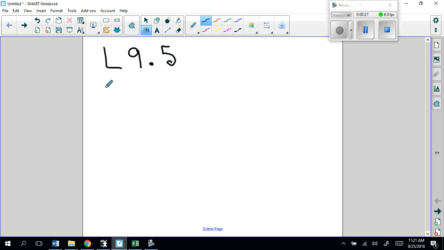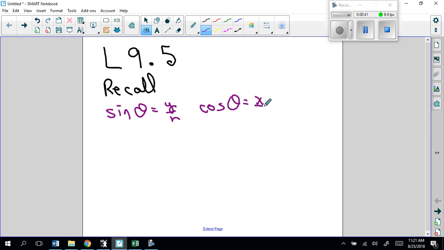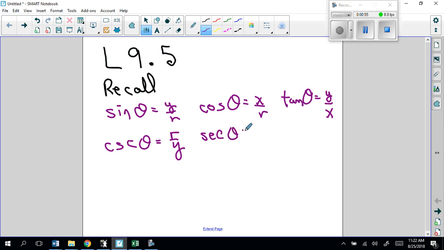9.5, with the word recall. Worst word in all mathematics, because we never do. Anyway, sine of theta is y over r. Cosine of theta, x over r. Tangent theta, y over x. And cosecant theta, r over y. Secant theta, r over x. Cotangent theta, x over y.